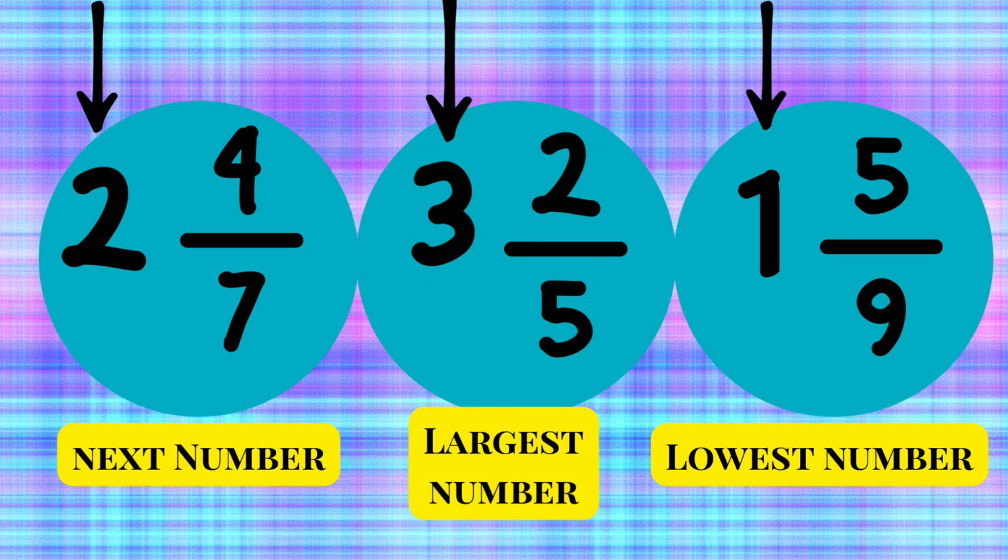Since the whole numbers are all different, we don't even need to compare the fractional parts. The whole numbers alone tell us everything we need to know about the order. When whole numbers are different, the number with the smallest whole number is always the least, and the number with the largest whole number is always the greatest, regardless of what the fractions are.